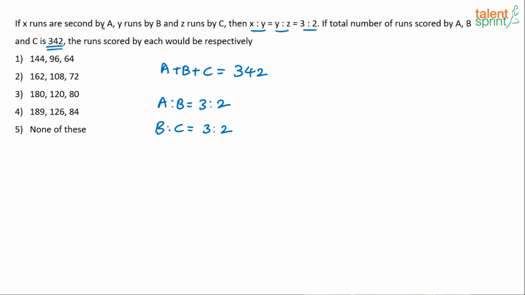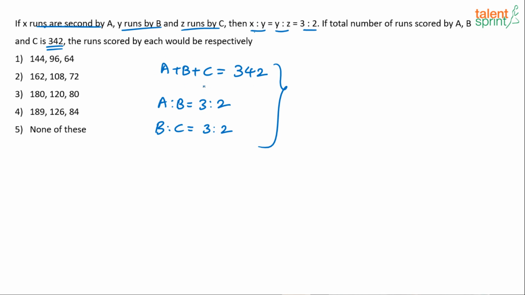X, Y, Z are nothing but A, B, C. A scored A runs, B scored B runs, C scored C runs, let's assume. So this is the data known to us. He's asking us to find out the individual values. Now, before you jump to solving these equations, I think eliminate the options.